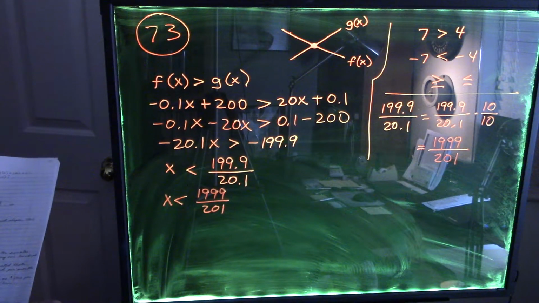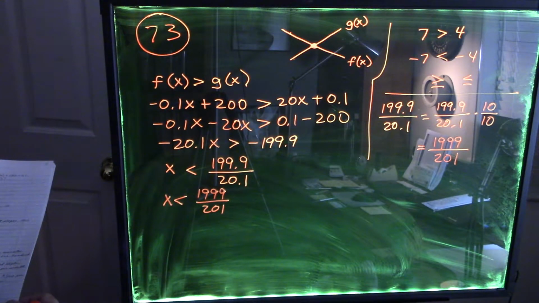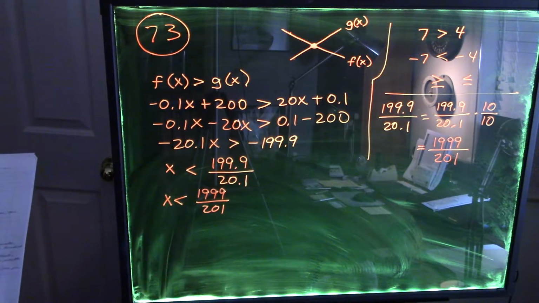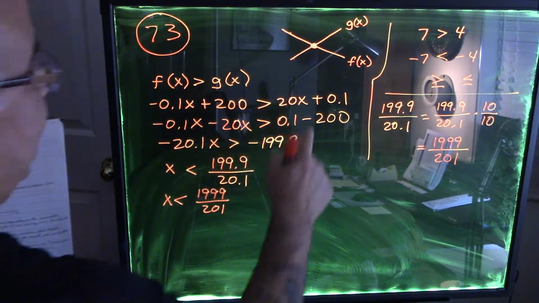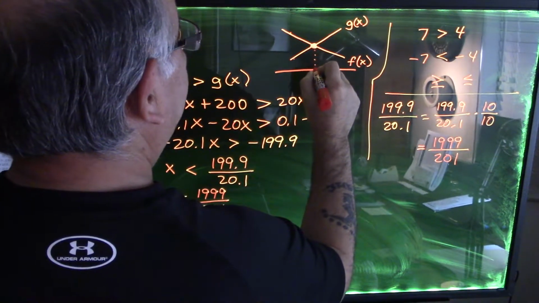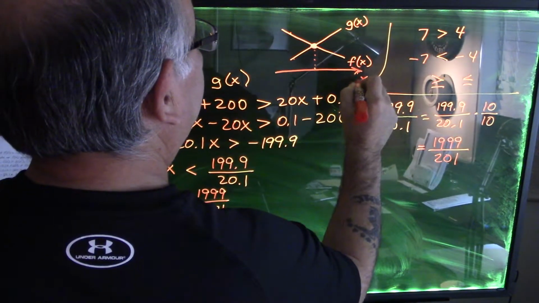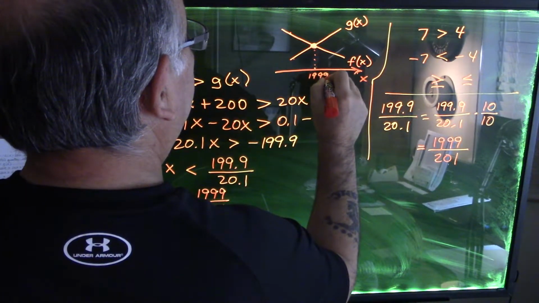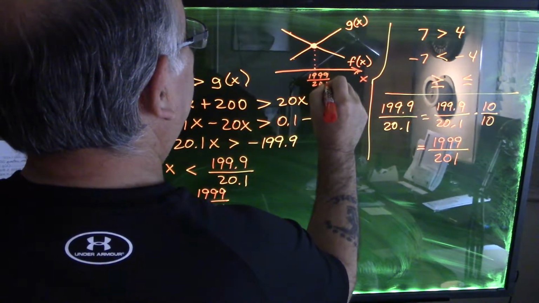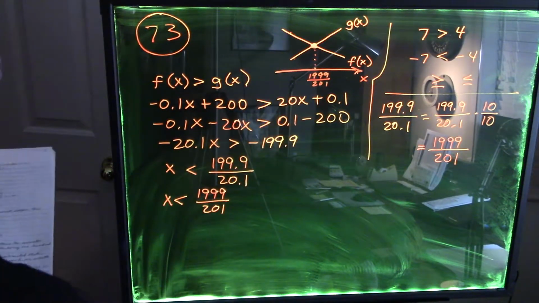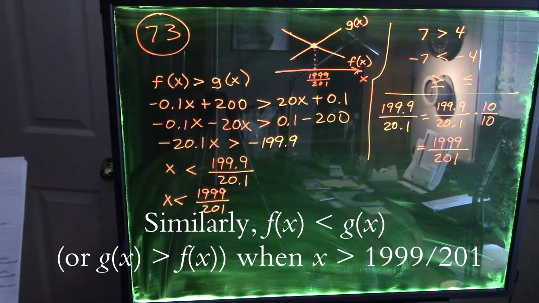Okay, so where is f of x greater than g of x? When x is less than this number. Okay, that is the x-coordinate of their point of intersection. If you think of that as the x-axis there, that's 1999 over 201. All right, so f of x is greater than g of x to the left of that, or when x is less than that.